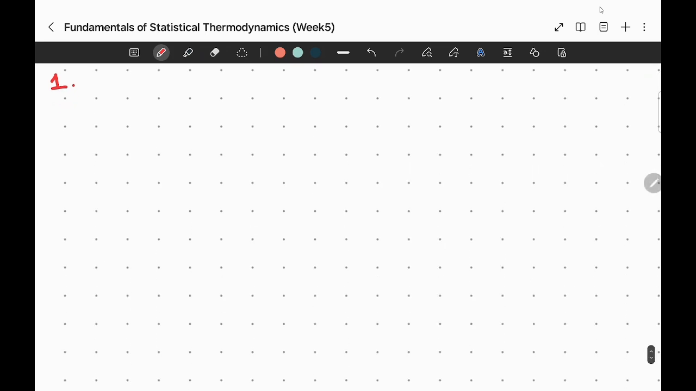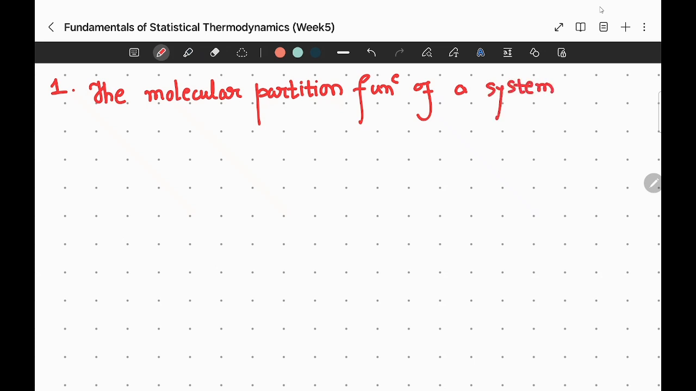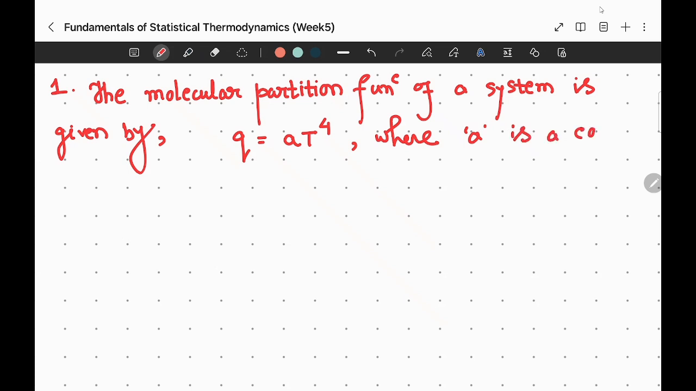The first question is, the molecular partition function for a system is given by q equals A t to the power 4, where A is a constant.